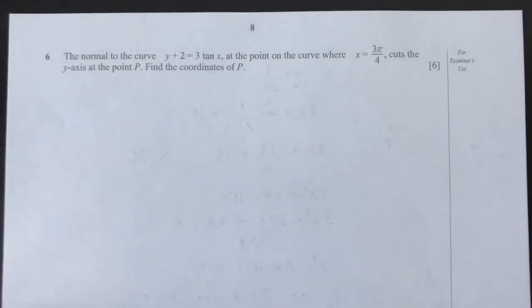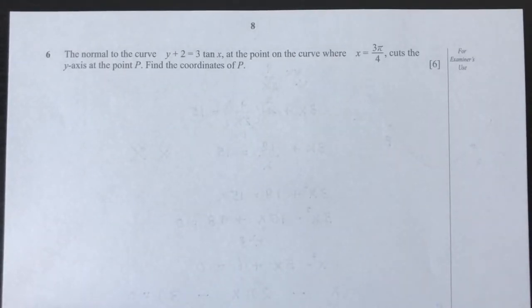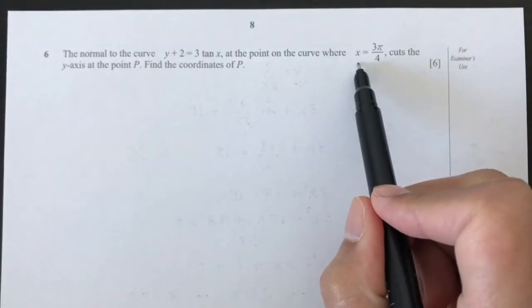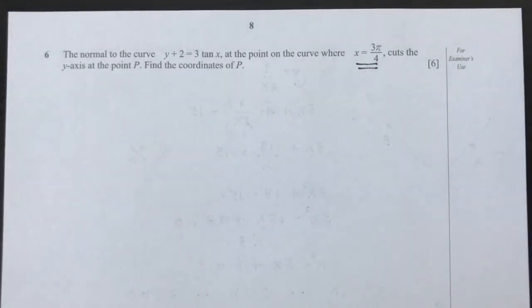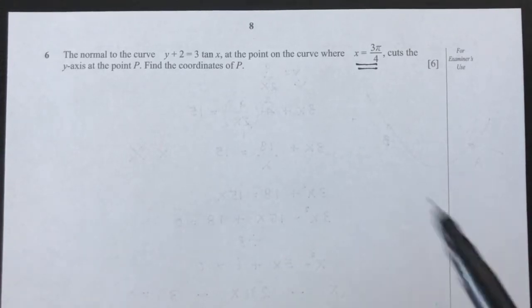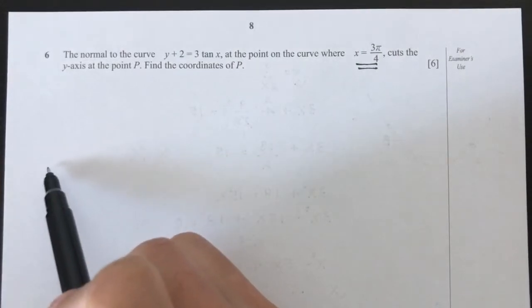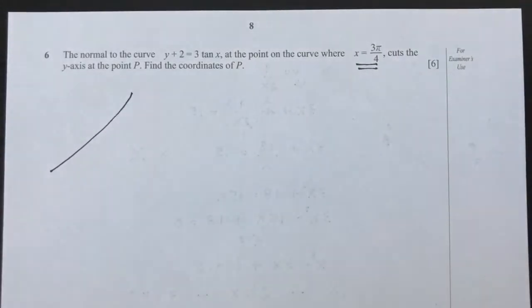Now let's move on to question number 6. The normal to the curve of y plus 2 equal to 3 tan x at the point where the curve is this. It cuts the y-axis at the point P. Find the point P. So now we have to understand what they are asking you for. So basically, let's first make a drawing so we can understand. So let's say this is your curve. It looks something like this.